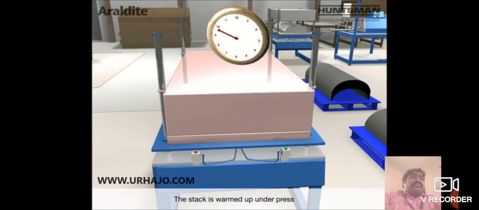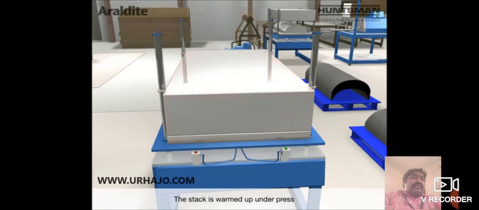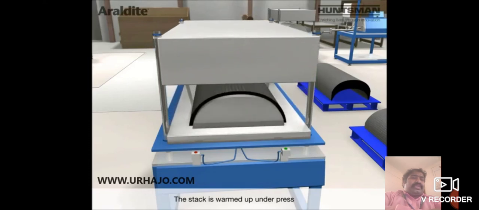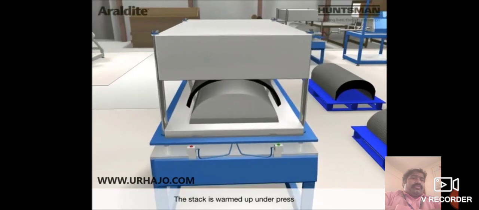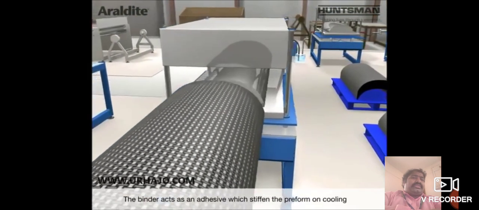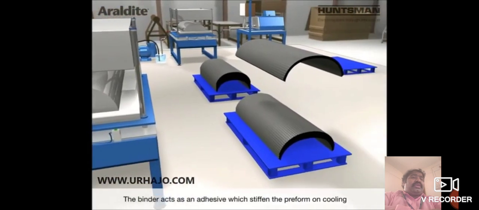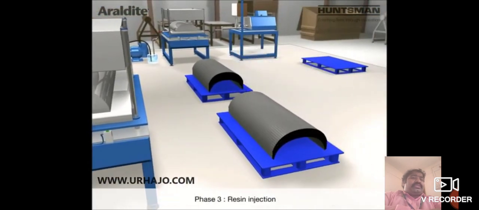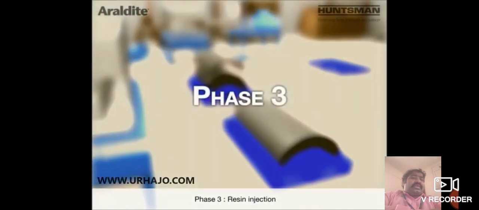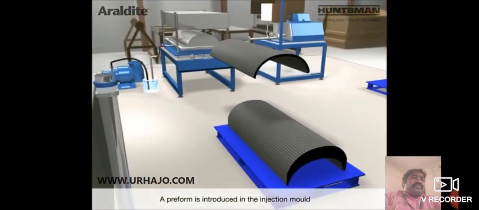The stack is warmed up under the press, and in that shape the part is formed. Later it is removed after some cooling. Once it cools, the binder acts as an adhesive which stiffens the preform on cooling. Then it is collected at the end. Then we come to the next phase.